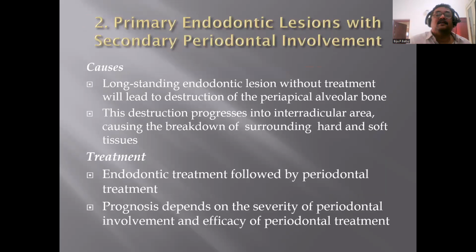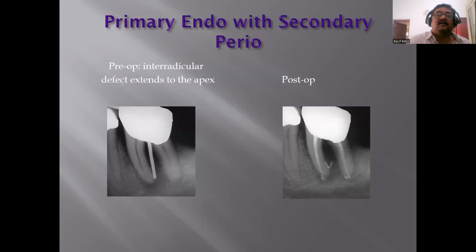Next, here you have another primary endo with secondary perio. Endodontic treatment is done here. Post-operative healing is happening. Here they have done an endodontic treatment of the tooth, and you can see the bone forming around the root apex. So it's showing secondary healing after doing just the endodontic treatment alone and evaluating the case.